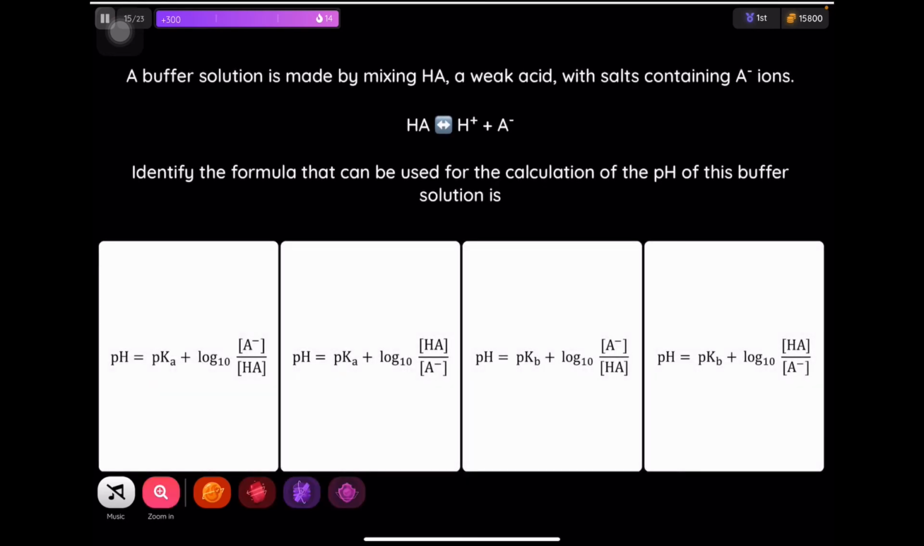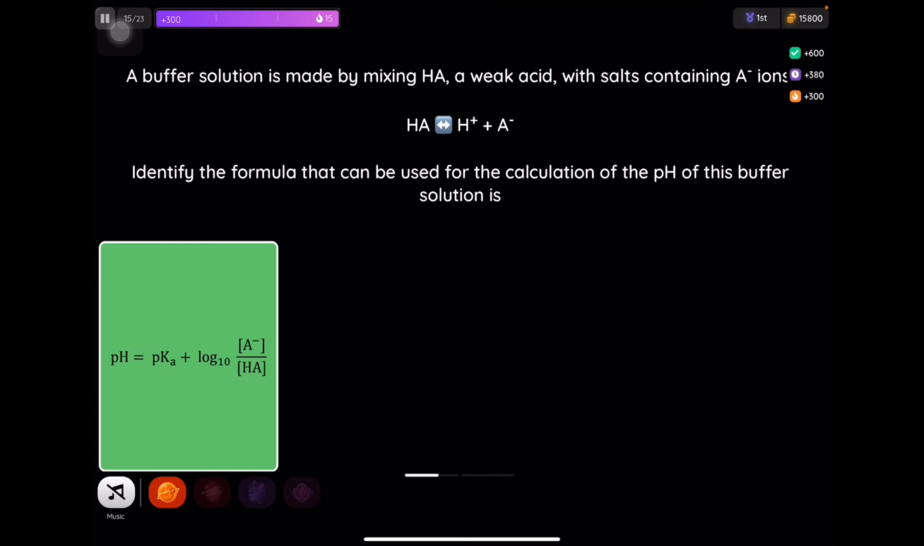A buffer solution is made by mixing HA, weak acid, with its salt containing A minus ion. Identify the formula that can be used to calculate the pH of this buffer solution. The formula is actually the Henderson-Hasselbalch equation, which says pH equals pKa plus log base 10 of the concentration of conjugate base over weak acid, and the answer would be the first option here.